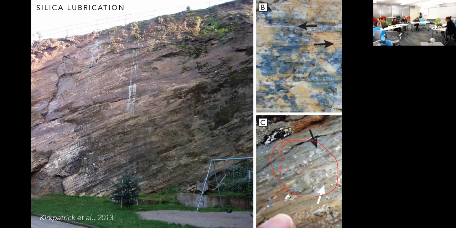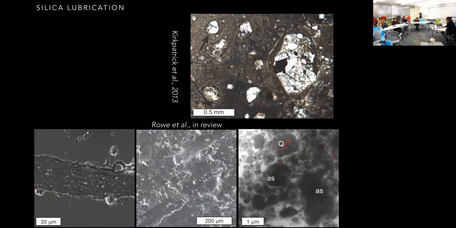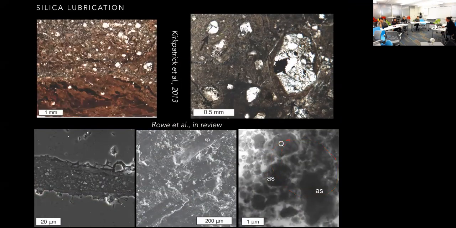You put your nose up to this outcrop, and the surface of it is so shiny that you can literally see your reflection in it. It's a super shiny fault. I don't know why.